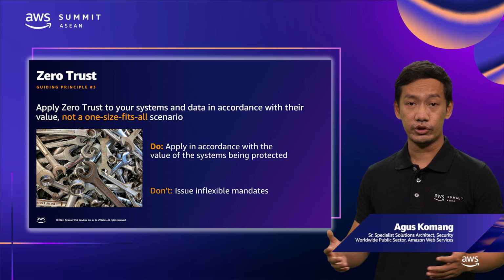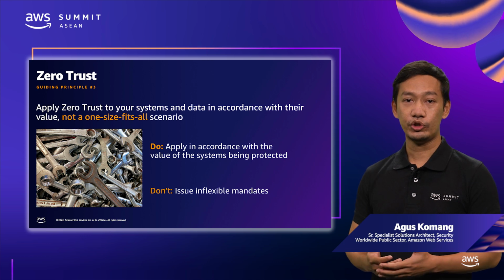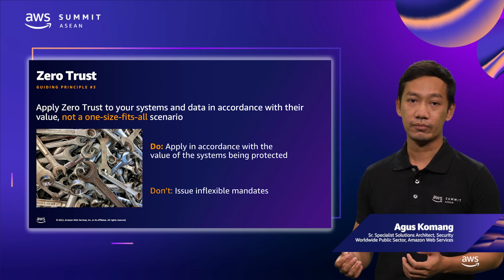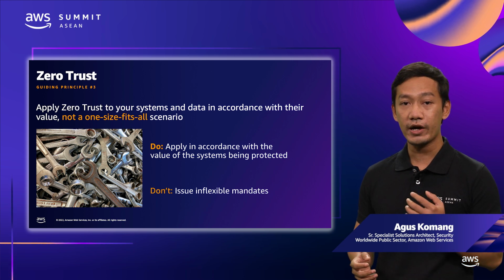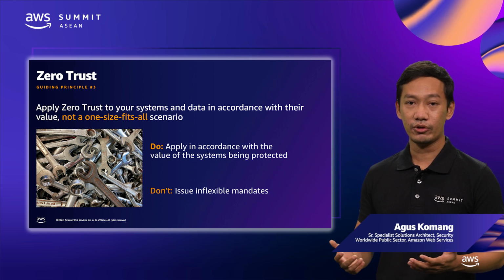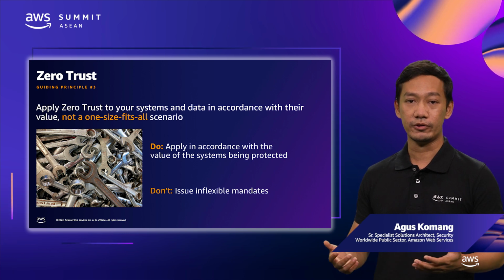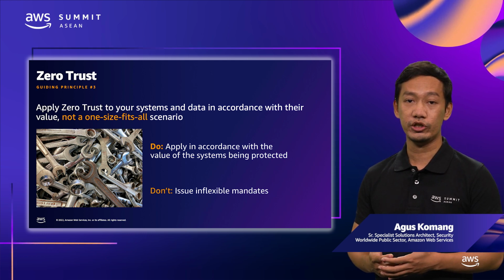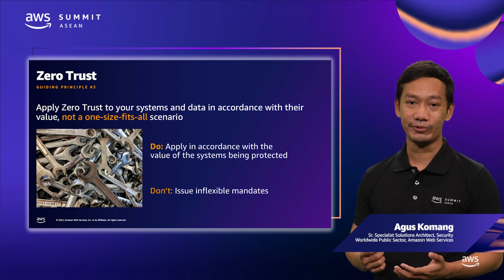Consider not just the security of the system, but also the usability and flexibility of the systems. When security trumps everything, you end up with a system that cannot meet business needs, or one that no one uses. So don't issue inflexible mandates on Zero Trust. And also don't aim to find the one-size-fits-all Zero Trust solution. Apply Zero Trust in accordance with the value of the system and data being protected, so the benefit will be commensurate with the effort. Successful implementation of Zero Trust requires flexibility to deal with the limitations in your workload and creativity in how to work around those limitations.